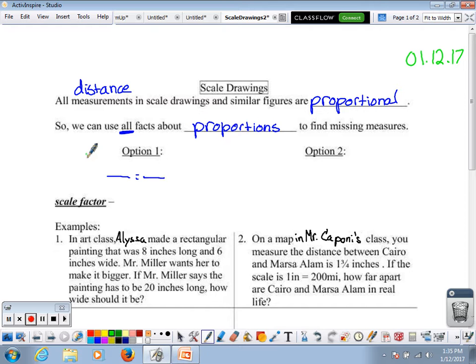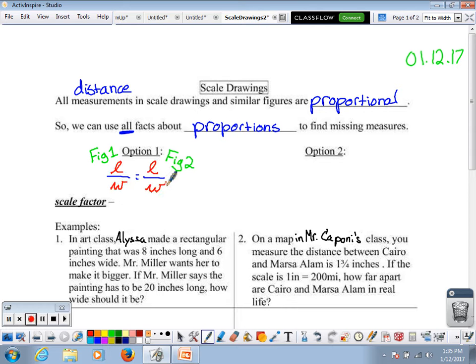Now, on the one side, we had triangle 1, rectangle 1, or the lady. Call that figure 1. On the other side, we had triangle 2, rectangle 2, or the tree. Let's call that figure 2. Now, on all of those figures, there were two measurements. Okay? On the rectangle, we had length and width. On the triangle, we had base and height. With the lady in the tree, we had the height and their shadows. Well, let's stick with length and width.